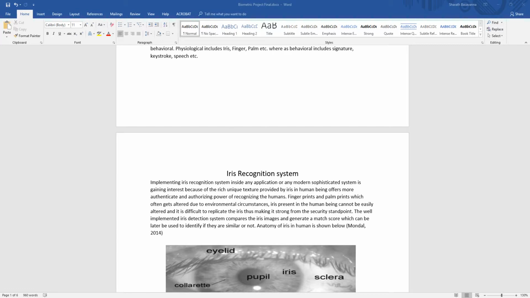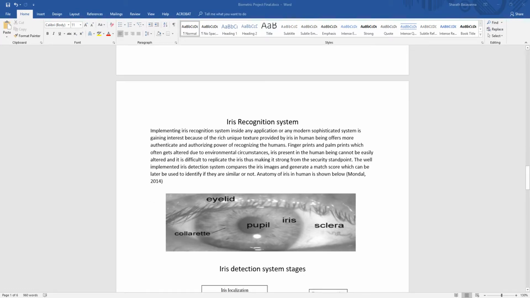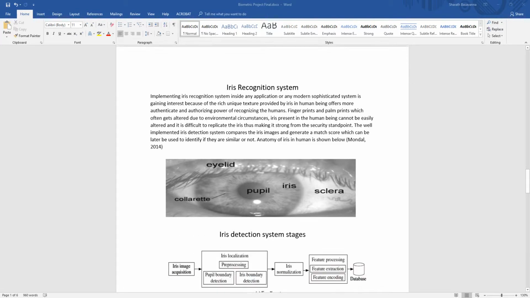As you can see in this diagram, this is the structure of a human eye, where there is a collarette, a pupil, iris, sclera, and then eyelids. So these comprise all the structures present in the human eye.